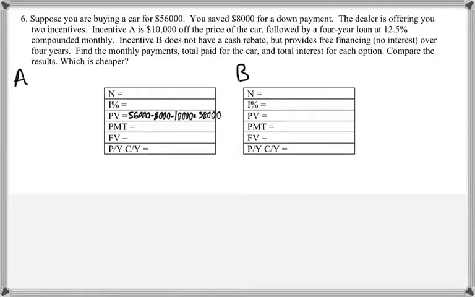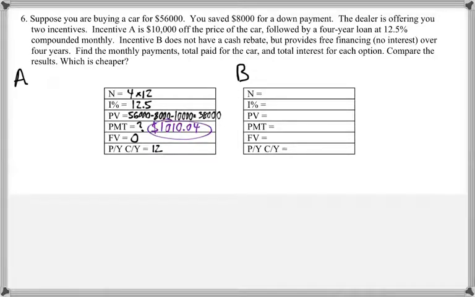The future value is going to be 0, and we are looking for the payment. PY CY is 12. The interest rate is 12.5%, and this is for 4 years, so N is 4 times 12. So if we calculate the monthly payment, this is going to be $1,010.04.